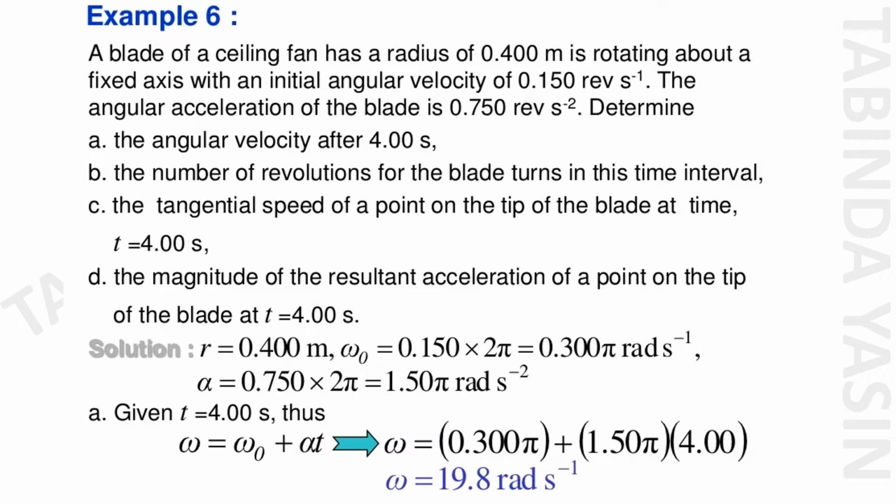C, the tangential speed of the point on the tip of the blade at the time t is equal to 4 seconds. D, the magnitude of the resultant acceleration of the point on the tip of the blade at t is equal to 4.00 seconds.